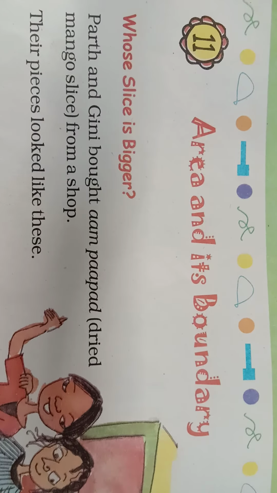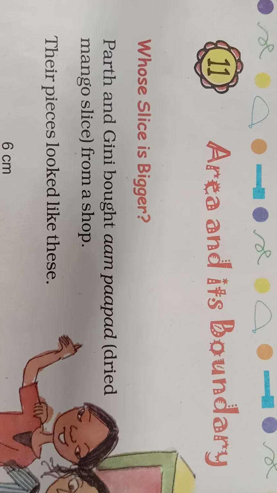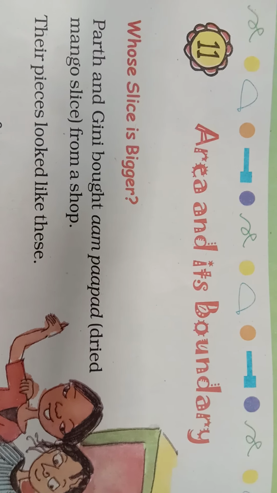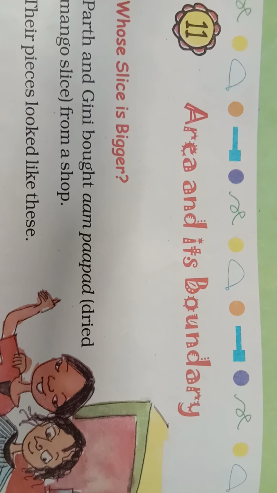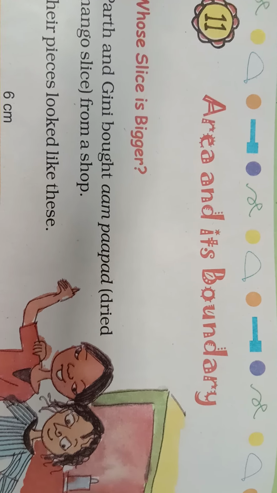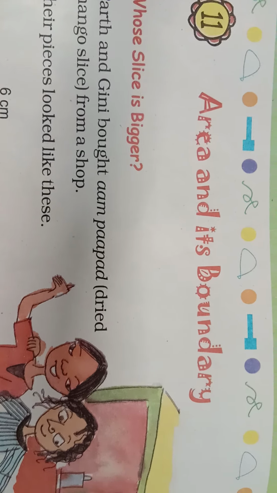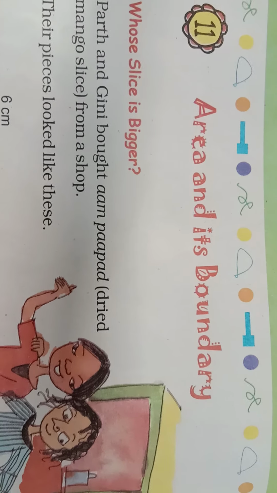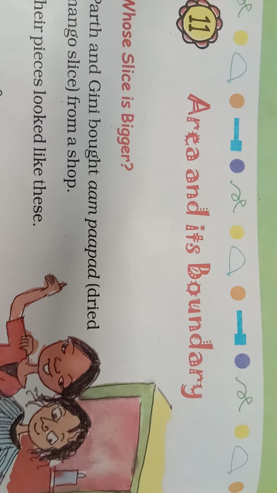What were we discussing? We were discussing area and perimeter, the 11th chapter. What did we discuss in the previous chapter? How to find the boundary length, that is the perimeter, of a curved closed figure by using thread, and we also found the area of such curved figures by counting the small squares in the last class.